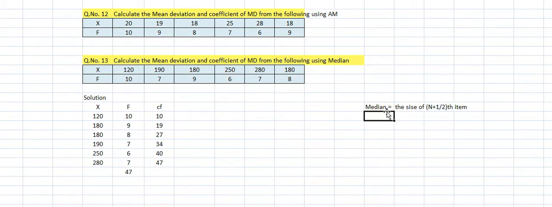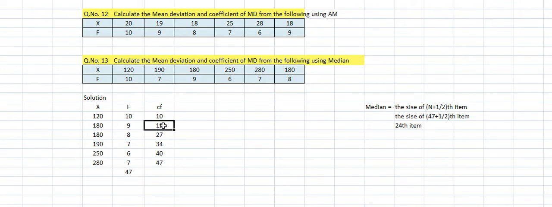So how to find the median then? Your total frequency n is 47. So 47 plus 1 by 2. 47 plus 1 is 48. 48 by 2 is the 24th item. So it is the 24th item in the problem.